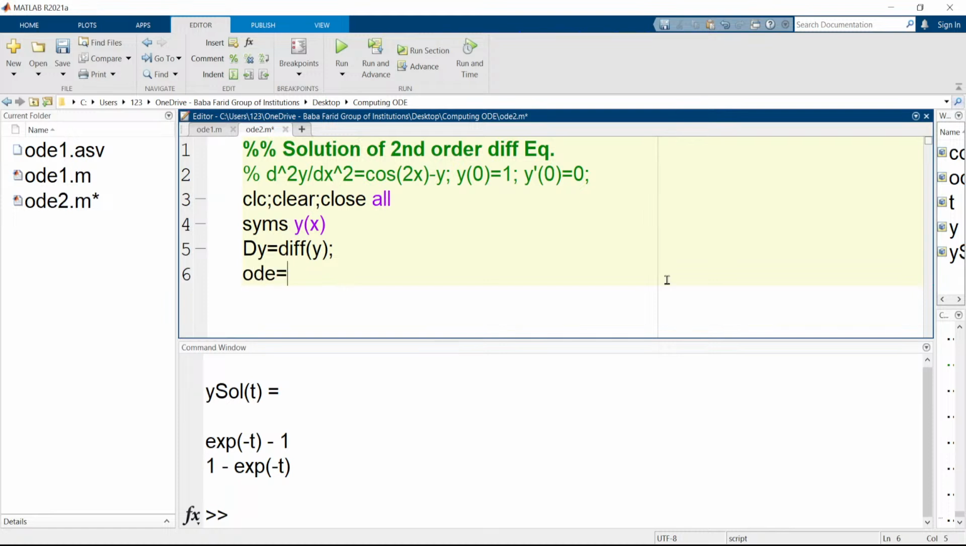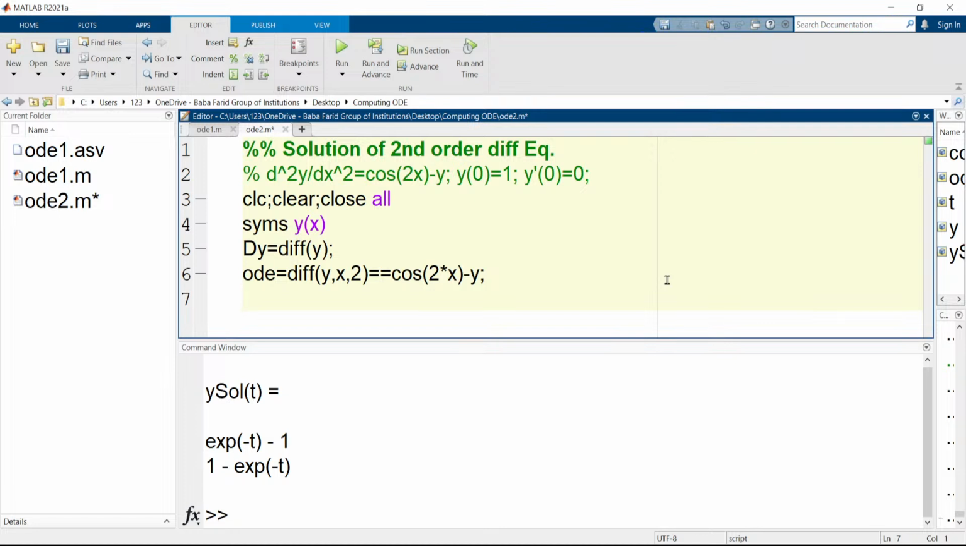ODE is equal to, we have diff y comma x, and we need second order derivative. So this is the second order derivative. Diff y comma x comma 2 is equal to we have cosine 2x. 2x will be written as 2 product x. Okay, then we have minus y. So this is the differential equation which has been stored in ODE.